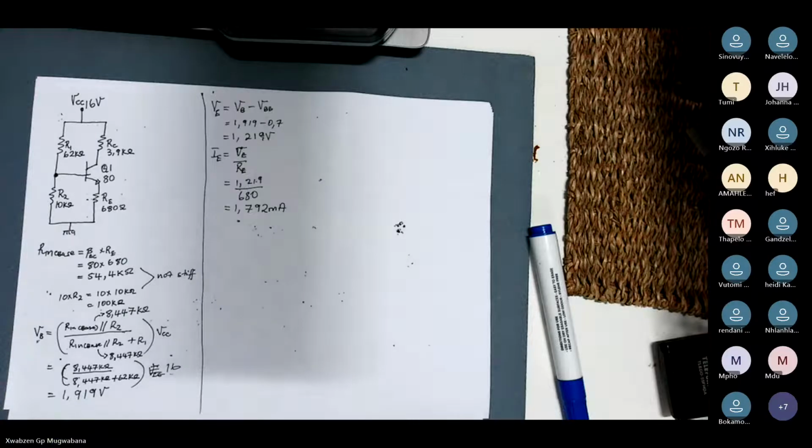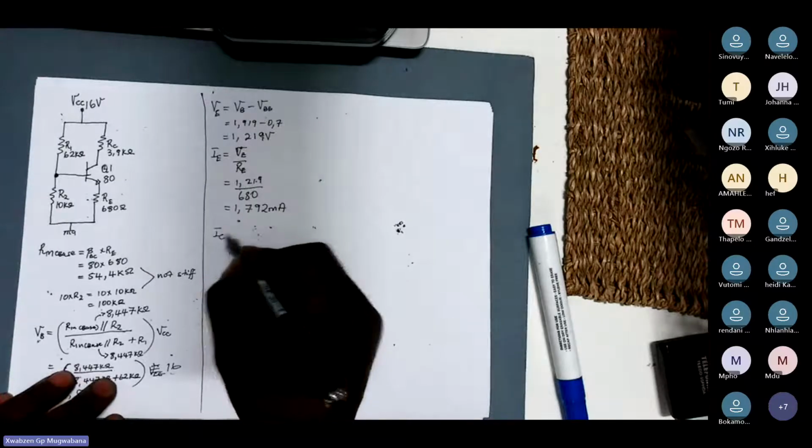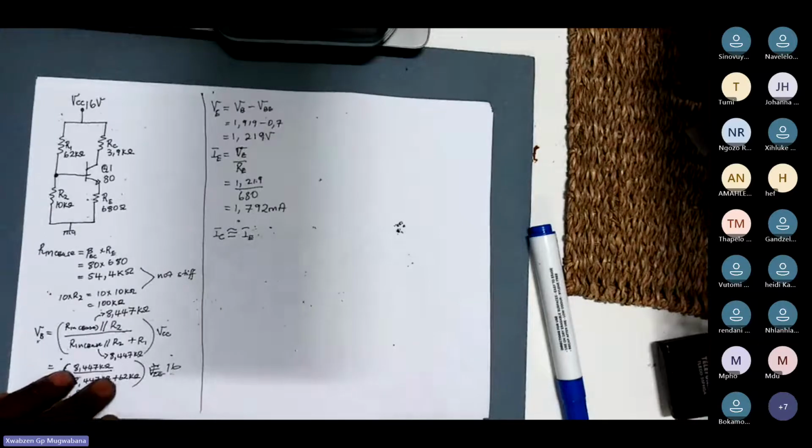Now I want us to look at this in both ways. Let's say they don't give it to you. If they don't give it to you, which means now we will assume that IC is equivalent to IE. Do we understand the chart?